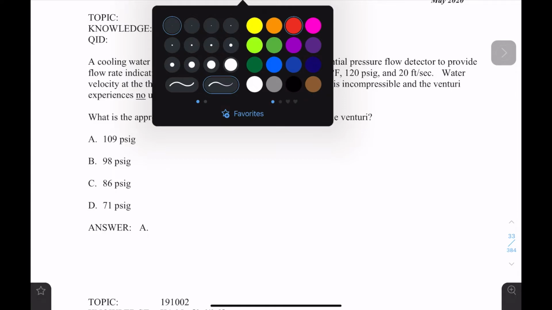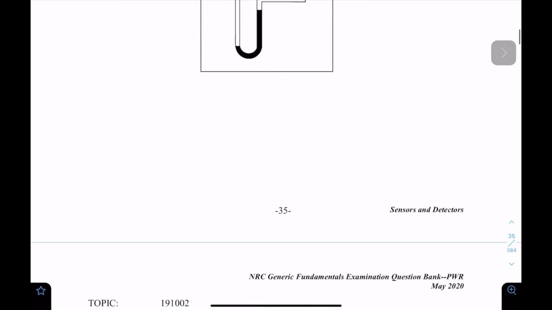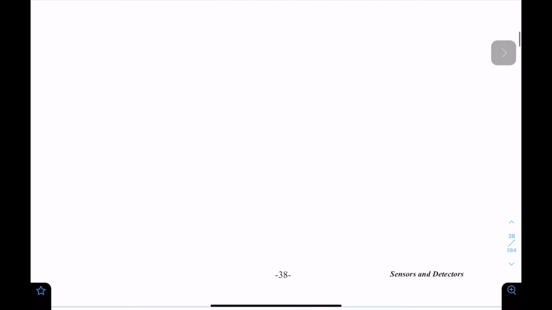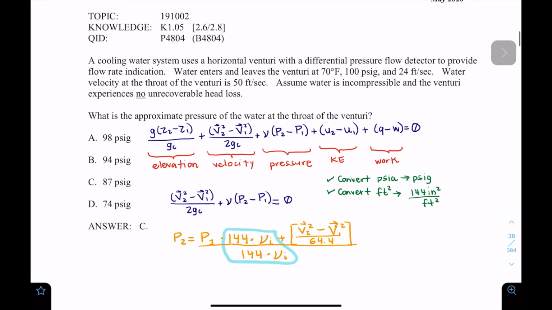And in this one, I think we have another one down here probably. So here is this one. This is the one that I want to explain because here we take a look at Bernoulli's equation with this example. So this question ID is going to be question P4804.